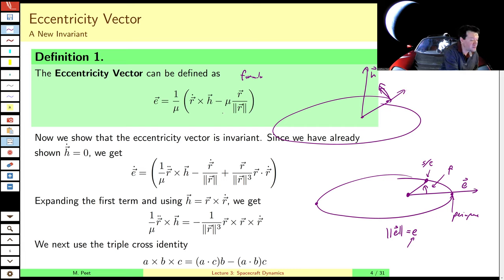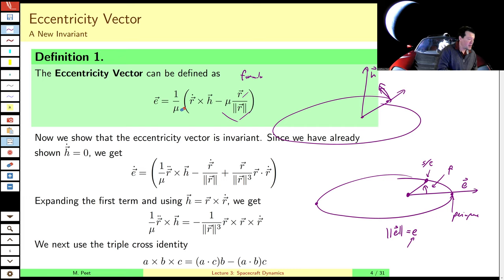And then subtracted from that, we just have a unit version of the position vector. So it's just the position scaled by the magnitude of the position, and then these mu's cancel out. So it's just that position vector, the unit version of that position vector. So how did he come up with that? I'm not entirely sure. Just admit it. But we can prove that it's invariant at least.